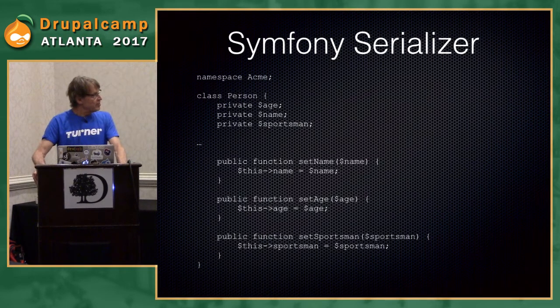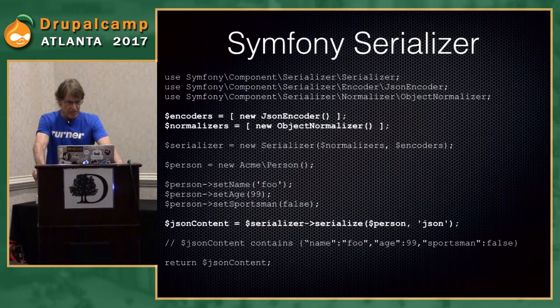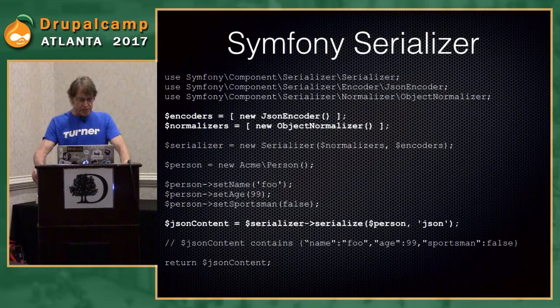So here, a little more in-depth on that. We've got a persons class. We want to be able to send this to a React front end, so we're going to develop an API class. This API class is going to declare the encoders and decoders we want to use, set up our serializer object for us, and then take care of stuff.